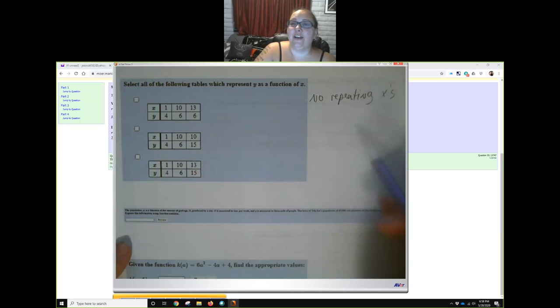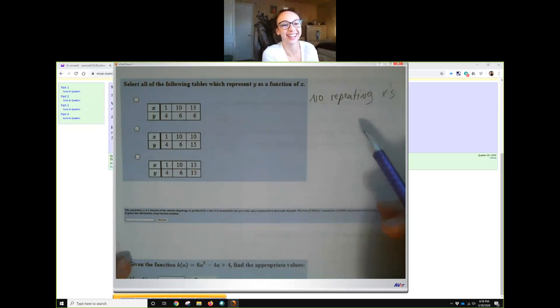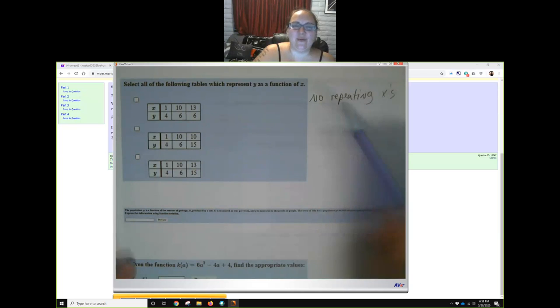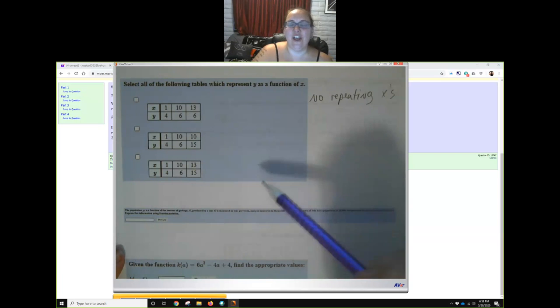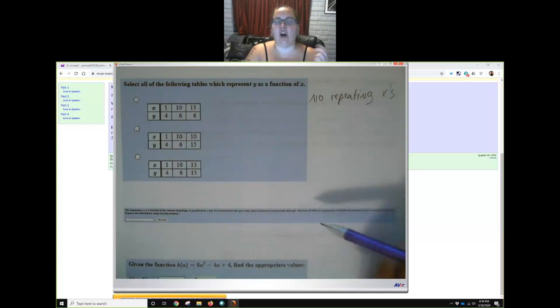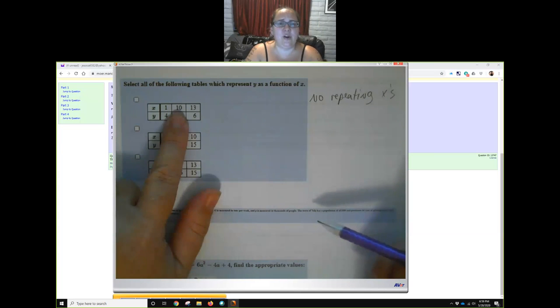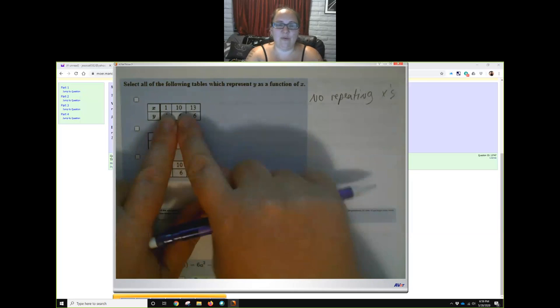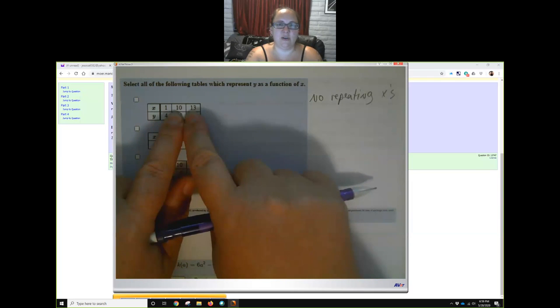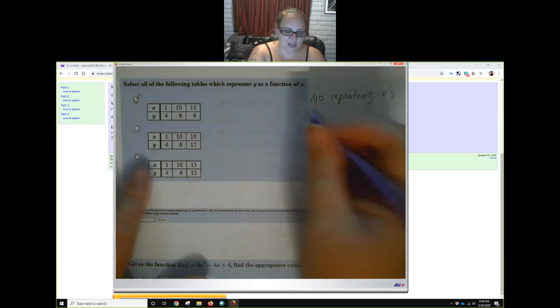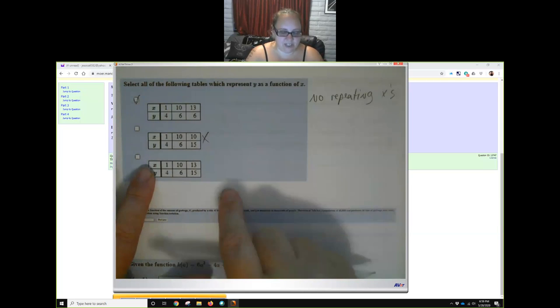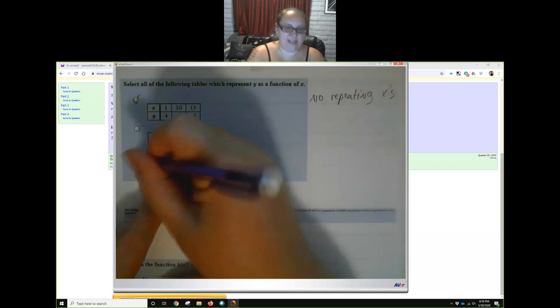So, I'm using math terms, not. So if we have a table of values, whether that table of values is horizontal or vertical, you just want to look at your x's, and if all of the x's are unique, then you have a function. So for example, the y values do not matter when we're deciding whether or not something is a function. So I would say, yes, this one is a function. I would say, no, this one is not a function. And I would say, yes, this one is a function.